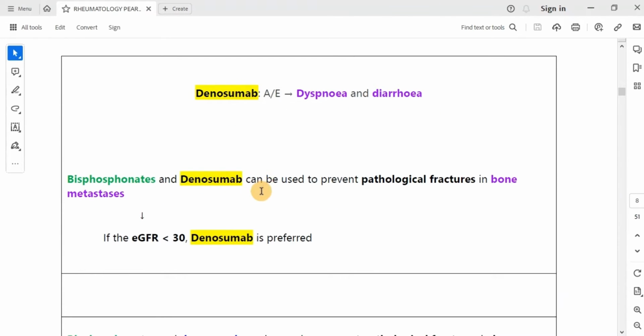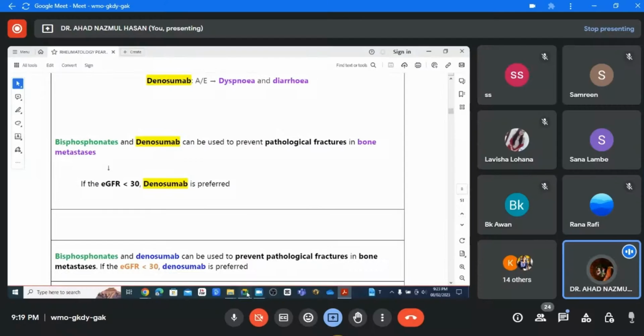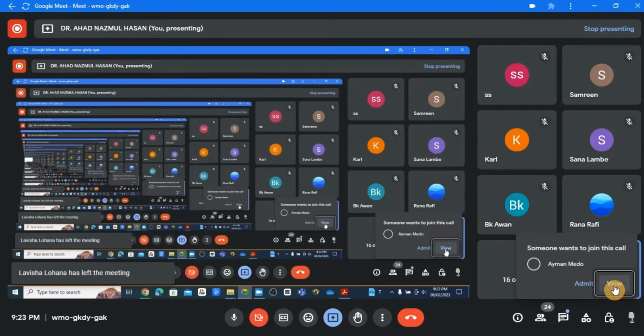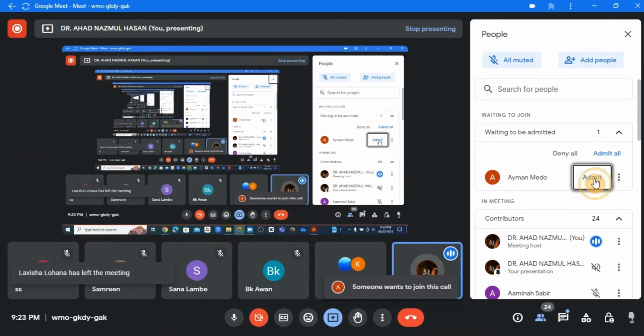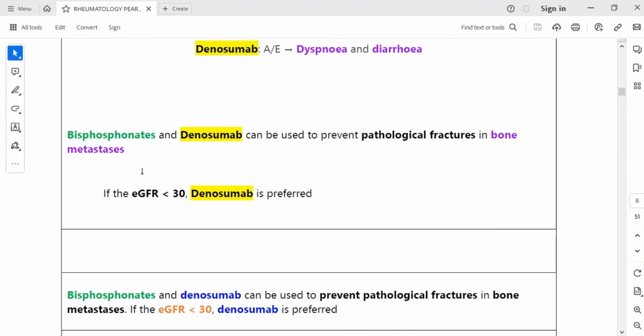Bisphosphonate and denosumab can be used to prevent pathological fracture in bone metastasis. And when the eGFR is less than 30, then denosumab is preferred. When there is significant renal impairment, then we should avoid bisphosphonate as the first line choice of treatment, and we should switch directly to the denosumab. And can anyone tell the dose of denosumab? Rule of S, subcutaneous 60 mg, 6 monthly interval.